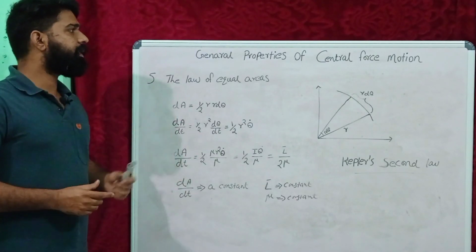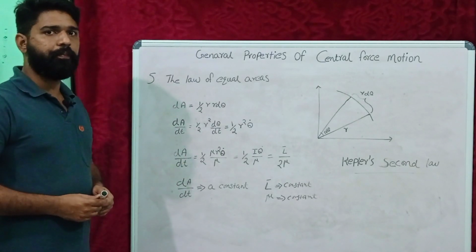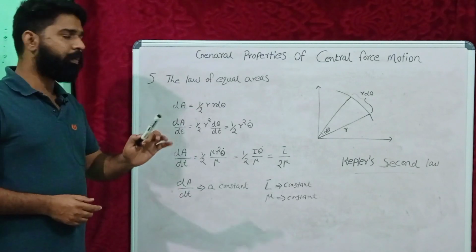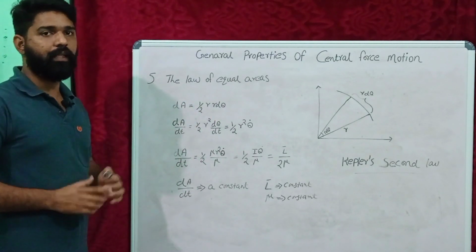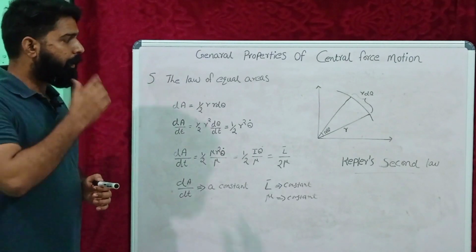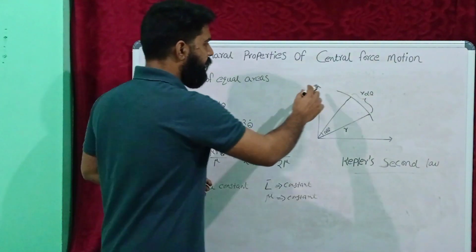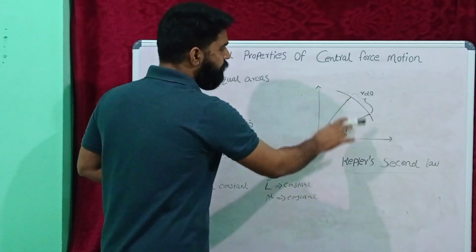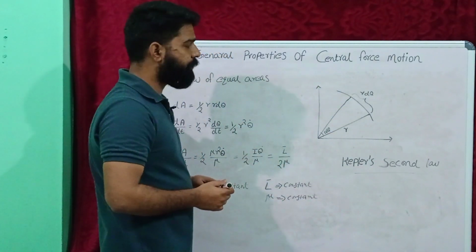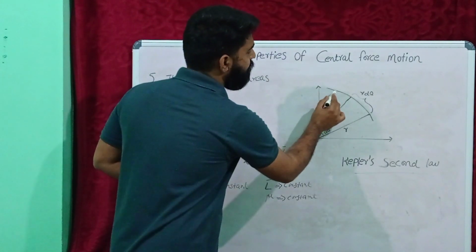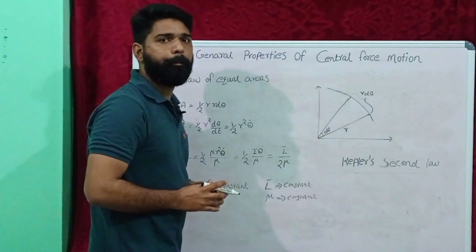This is the fifth general property of central force motion. The fifth general property, the law of equal areas. The law of equal areas. Please consider this is a part of circular motion or central force motion.